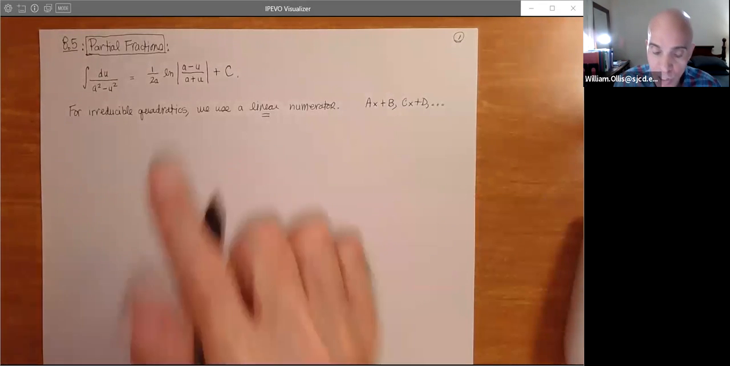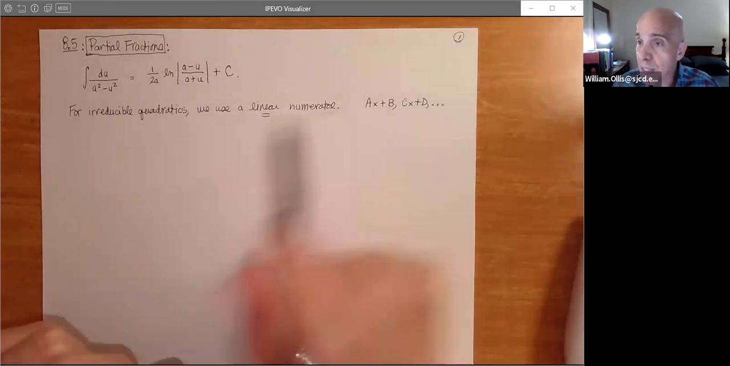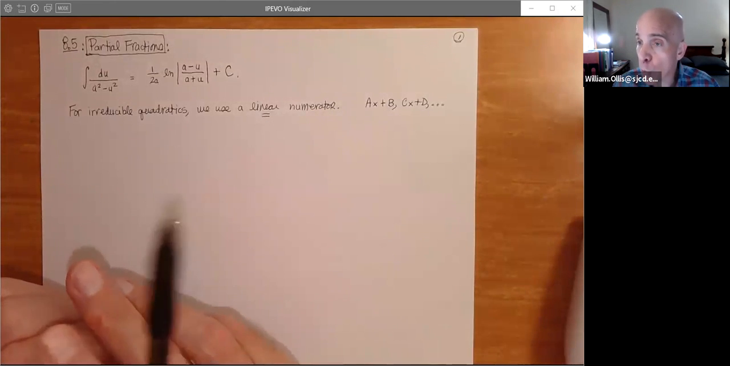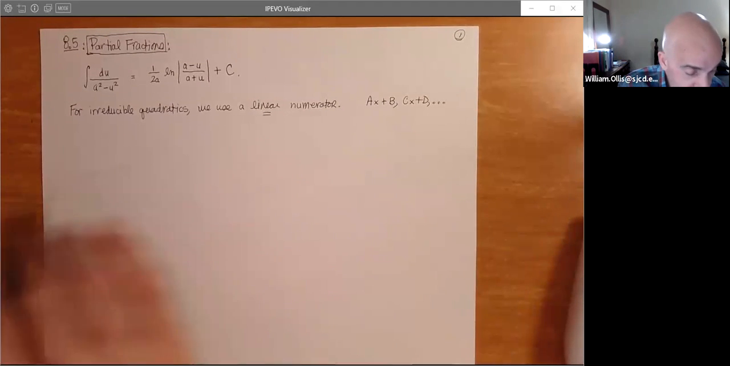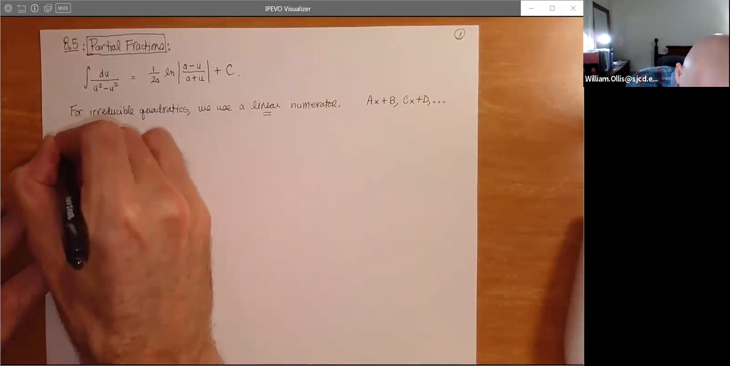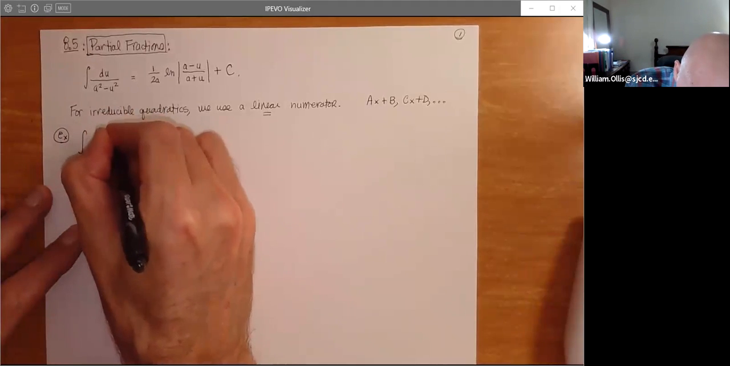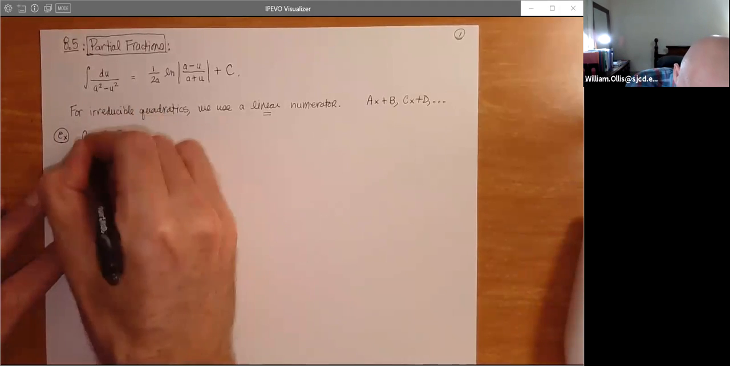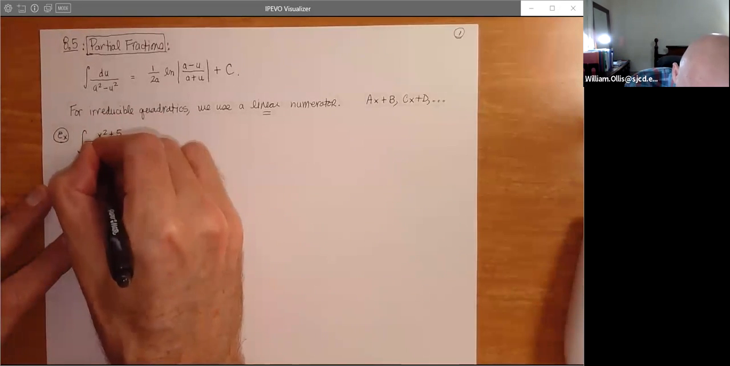And what I want to do, just like I did up here, is show you techniques to determine these coefficients, which are very straightforward. I think you're going to like this, and it's easier than the trig integrals. So here's an example. We have the integral of x squared plus 5. So we're taking these rational expressions and decomposing them.